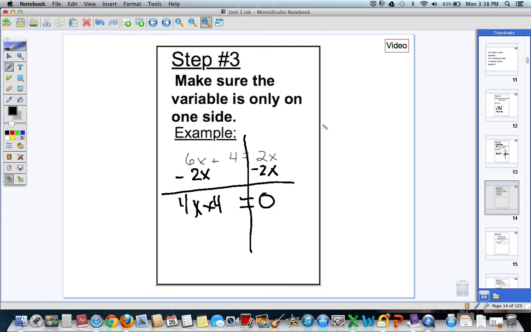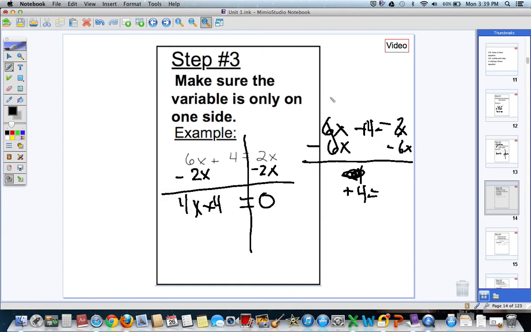You could have done it this way. So we have 6x plus 4 equals 2x. You could have moved the 6x by subtracting it to both sides. 6x minus 6x gives me 0x. So I'm left with a positive 4 on this side. I can't even read my own handwriting. A plus 4. On this side, I now have 2x minus 6x.